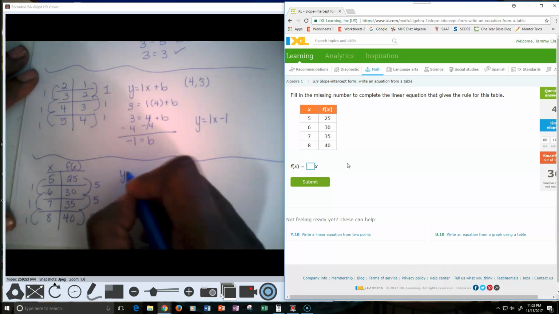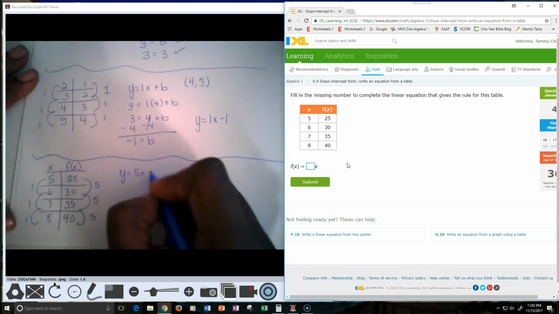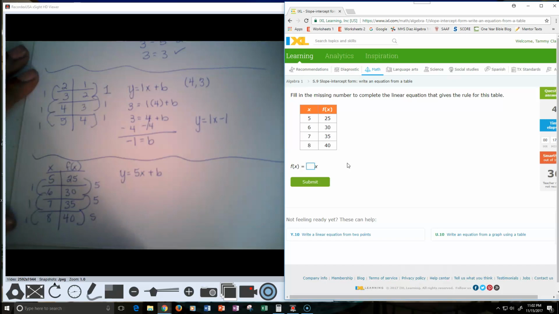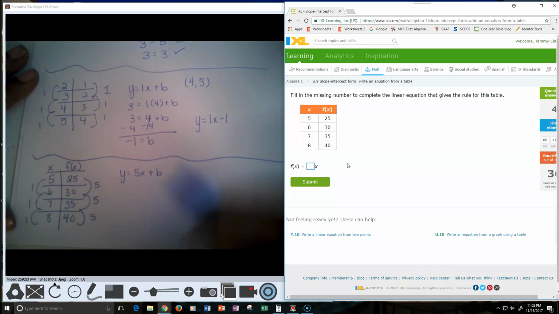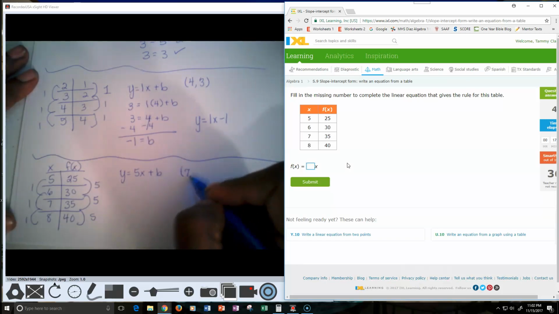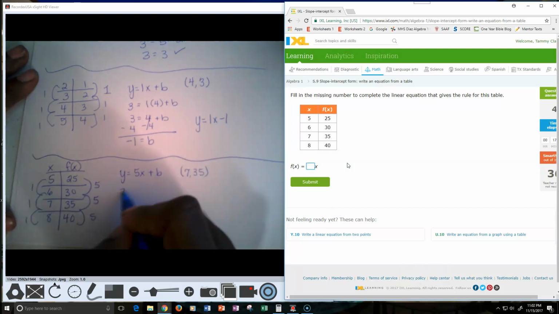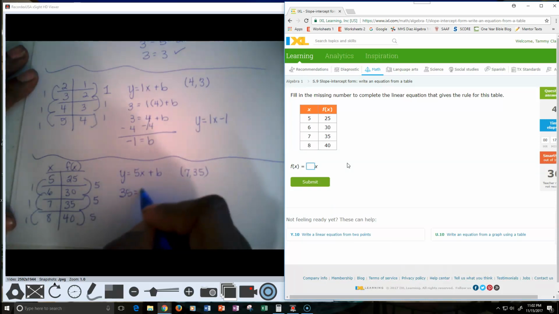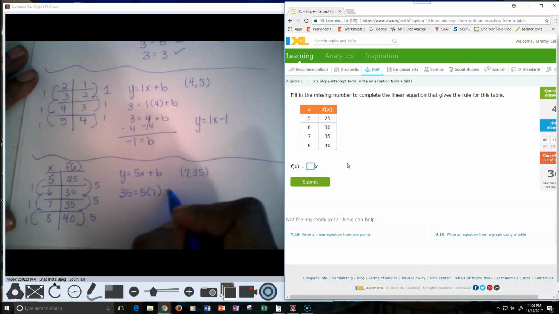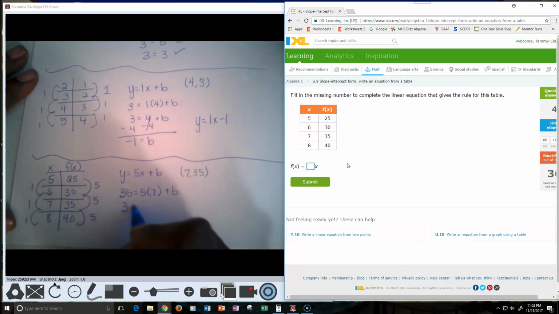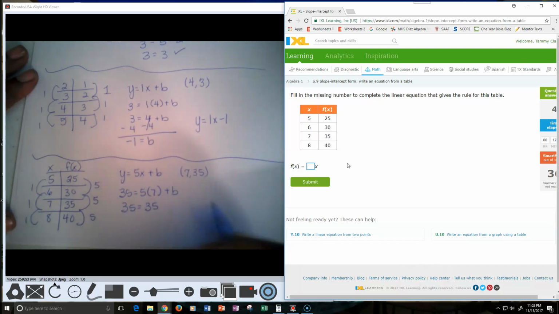So we have y is equal to 5x plus b. Pick any ordered pair. I'm going to pick 7, 35. So I have 35 is equal to 5 multiplied by 7 plus b. So 35 is equal to 35. Well, then that means b would be 0. So I don't need to write that. My equation would be y is equal to 5x.